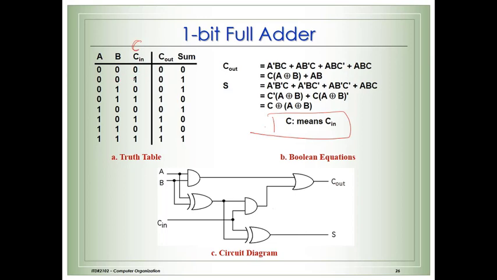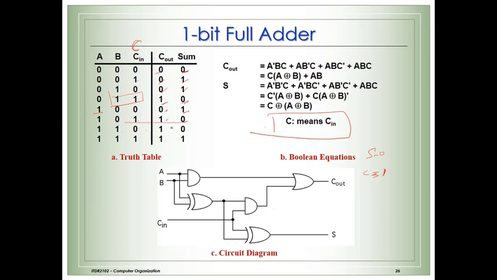The input combinations are 0 0 0, 0 0 1, 0 1 0, 0 1 1, 1 0 0, 1 0 1, 1 1 0 and 1 1 1, right? So for 0 0 0, the sum is 0 and the carry is 0. For 0 0 1, sum is 1, carry is 0. For 0 1 0, sum is 1, carry is 0. For 0 1 1, as we have discussed earlier for 1 1, sum will be 0 and carry will be 1. For 1 0 0, sum is 1, carry is 0. For 1 0 1, again sum will be 0, carry will be 1.